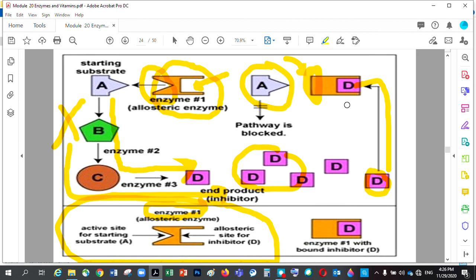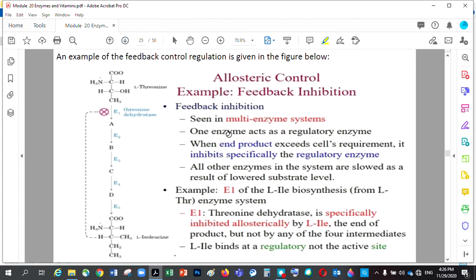Now, later on, if D becomes less, then D will leave the allosteric site, and the active site will reshape itself to fit the substrate, and the reaction reoccurs. Okay, so this is just the picture of what feedback is. Here is the same thing. We have multiple enzymes. I think we have one, two, three, four, five, very smooth, coming out. And this is our product here.